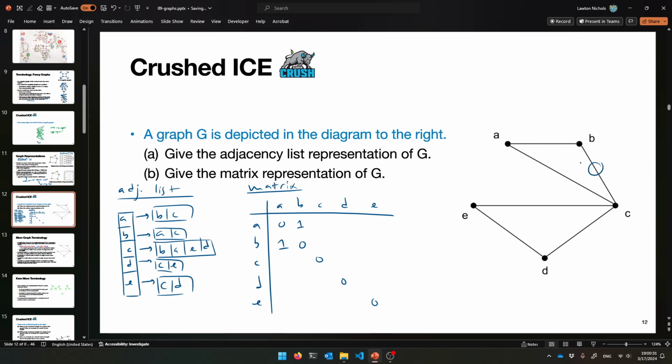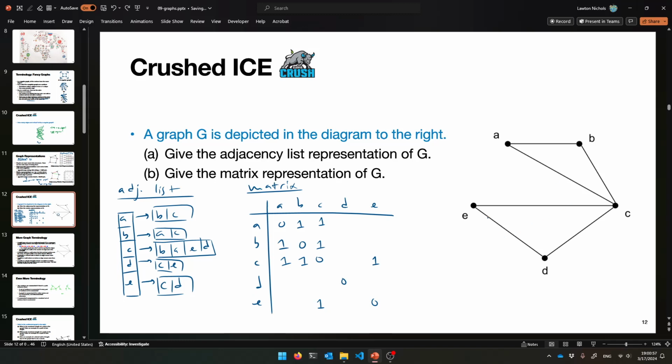Let's take care of this one, B to C. So B to C, put a 1. Same with C to B, put a 1 there. And then, all right, let's do this one, A to C. So A to C, there's a 1. C to A, there's a 1. So I think we took care of these 3 now. Let's do C to E. So C to E, there's a 1, and then same with E to C. E to C, there's also a 1.